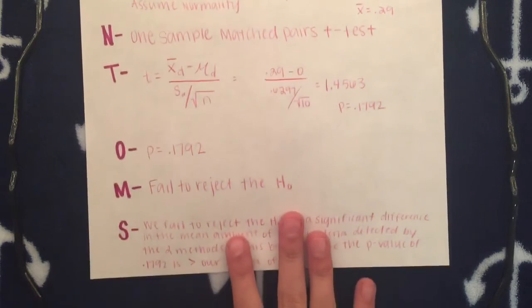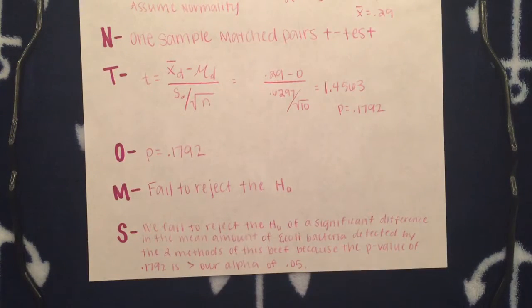So our O is just our p-value, again, which is 0.1792. We're making a statement, which is we are failing to reject the H0, and I will tell you why. We fail to reject the H0 of a significant difference in the mean amount of E. coli bacteria detected by the two methods for this beef because the p-value of 0.1792 is greater than our alpha of 0.05.